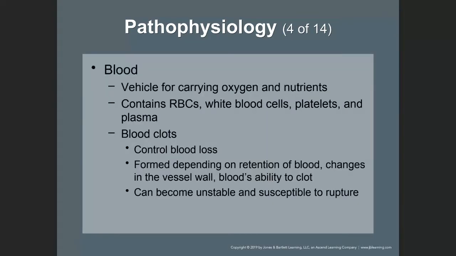Now let's look at the components. Blood. The vehicle for carrying oxygen and nutrients. It contains RBCs, white blood cells, platelets, and plasma. Blood clots control blood loss, form depending on retention of blood and changes in the vessel walls and the blood's ability to clot. So the process of blood clotting involves vasoconstriction, specific blood cells, and certain types of proteins. It can become unstable and it is susceptible to rupture.